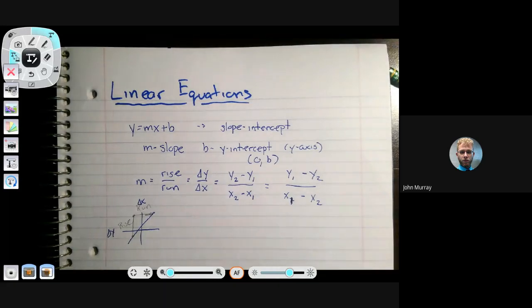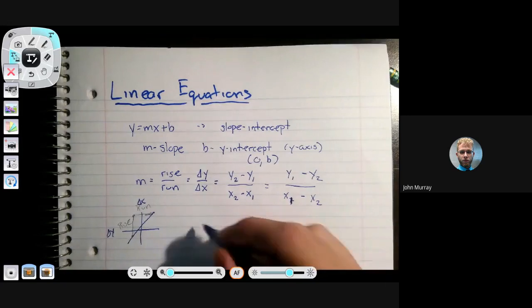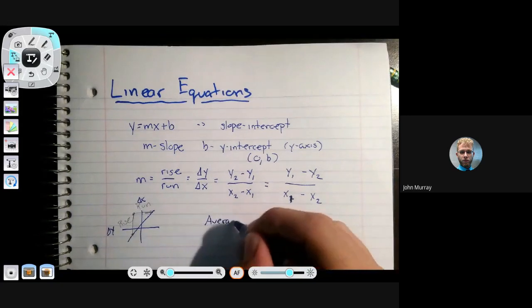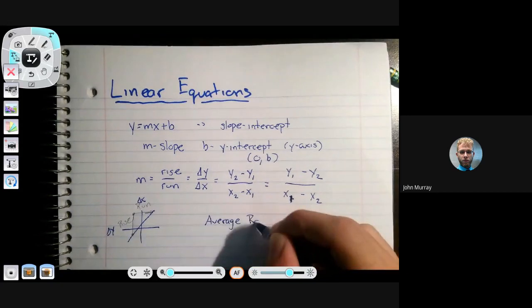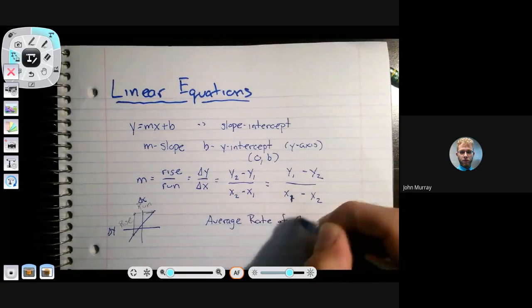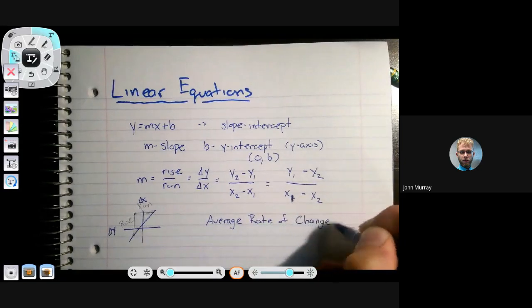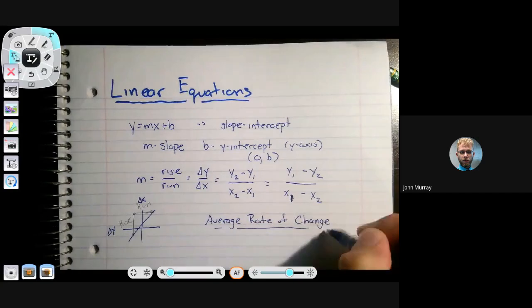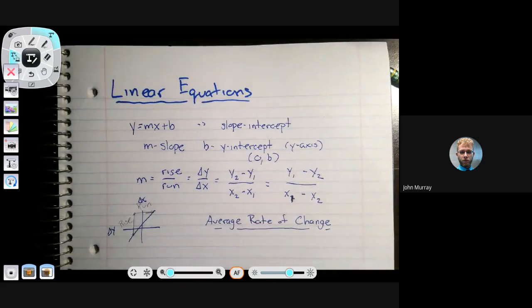Okay, there's another name for this that we might see, especially moving on to some more challenging things. This is also called the average rate of change. That's something else that it might be referred to. Or just rate of change. You don't always have to say average.